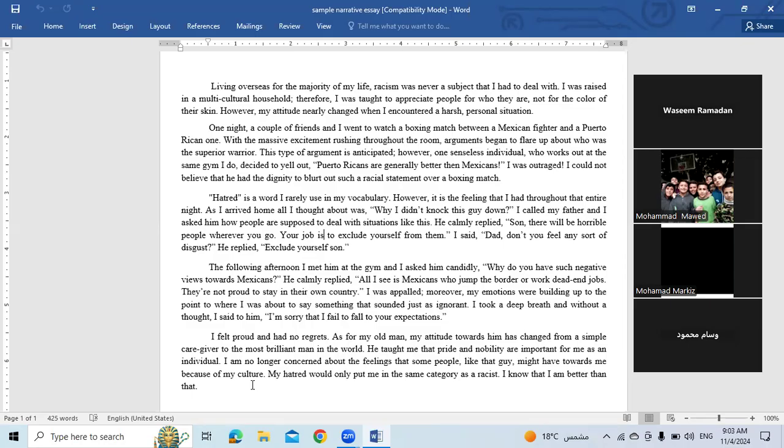Yes, Mustafa Shahabi, paragraph 4. The following afternoon, I met him at the gym, and I asked him candidly, "Why do you have such negative views towards Mexicans?" He calmly replied, "All I see is Mexicans who jump the border or work dead end jobs. They are not proud to say their own country."